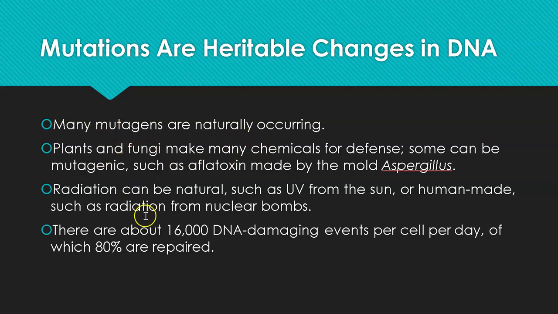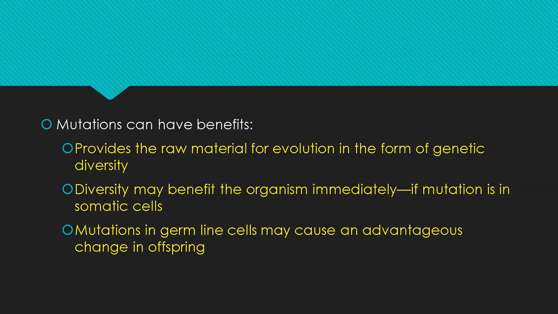Many mutagens are naturally occurring. So, for example, plants and fungi make many chemicals for defense. Radiation can also be natural, like we talked about, UV from the sun, or human-made. There are about 16,000 DNA damaging events per cell per day, according to this textbook. 80% are repaired. So God designed your bodies to live and to adjust, which is pretty amazing.